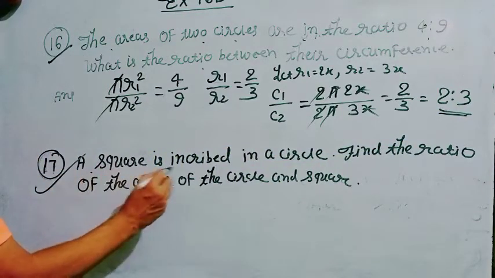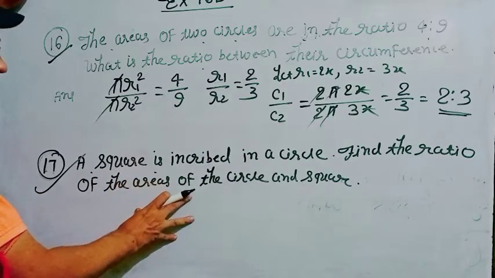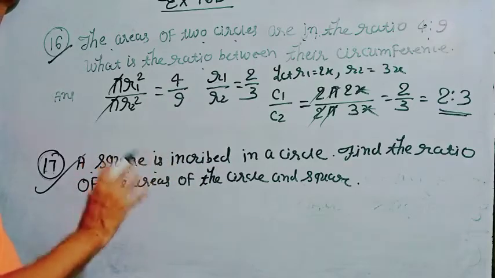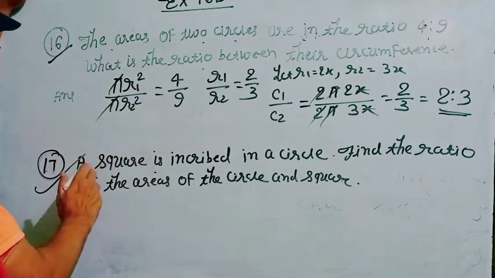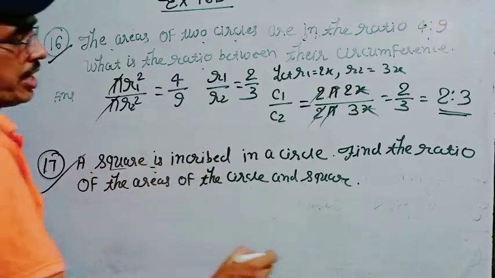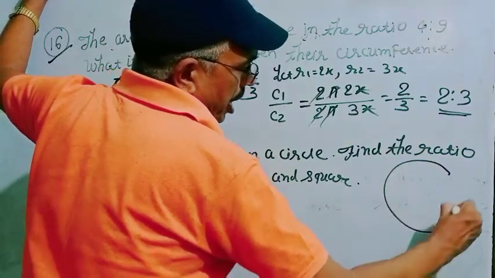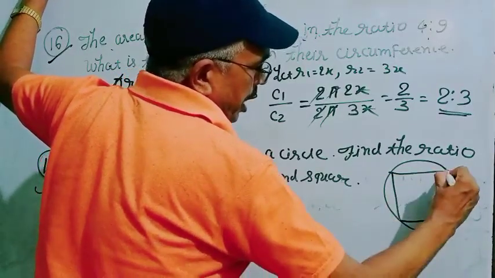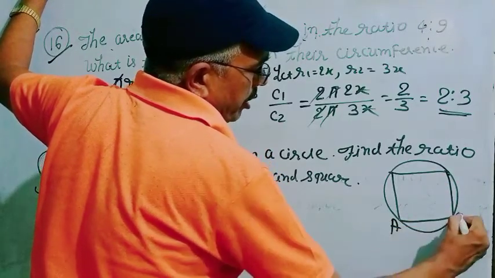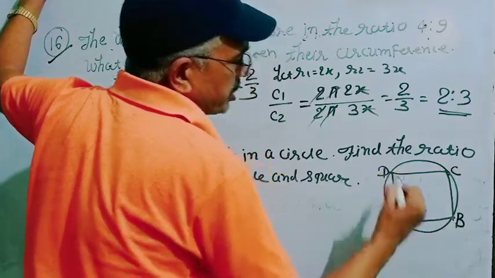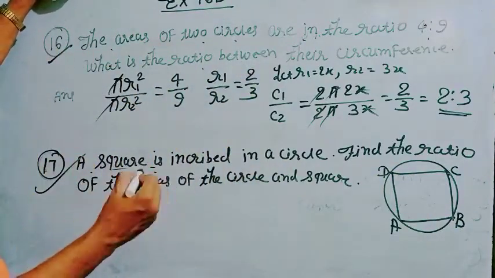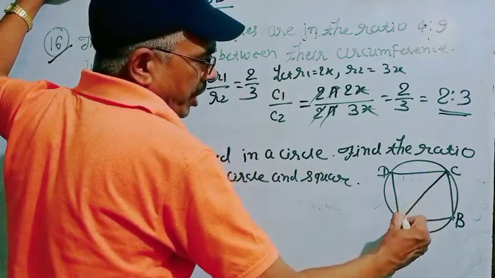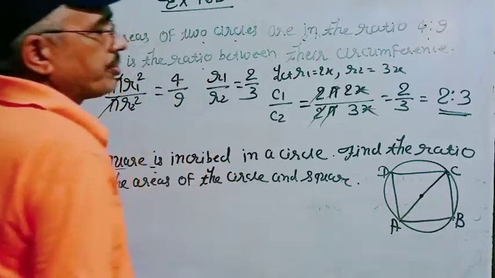That is, a square is inscribed in a circle. Before this question, I will explain that when a square is inscribed in a circle, then what parts of the square and the circle are equal. So your question is related to a square inscribed in a circle. That means here is a circle and a square is inscribed in it. Then what parts are equal? When a circle is circumscribed about a square, otherwise a square is inscribed in a circle, then it is clear that the diagonal of the square is equal to the diameter of the circle.